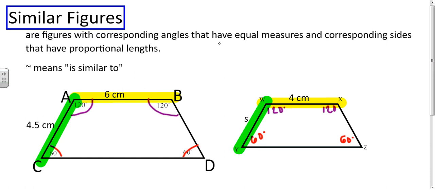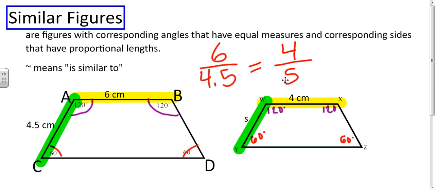So I'll set it up as 6 over 4.5. So the top side here to the left side here is equal to the top side of the smaller figure, 4, to the left side of the smaller figure, S. And when I multiply this out, 6 times S is 6S, and 4 times 4.5 is 18. I divide both sides by the coefficient. 18 divided by 6 is 3, so S is equal to 3.